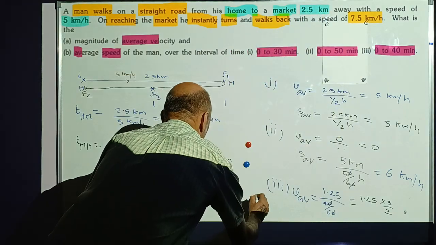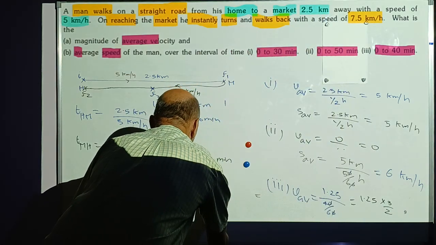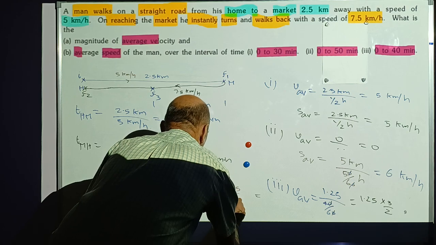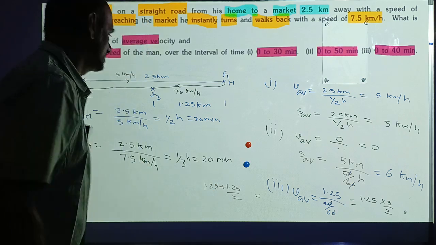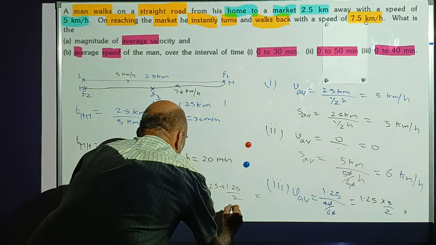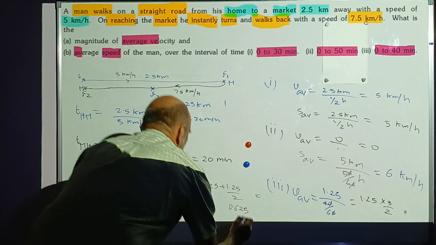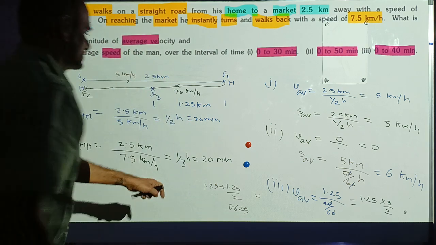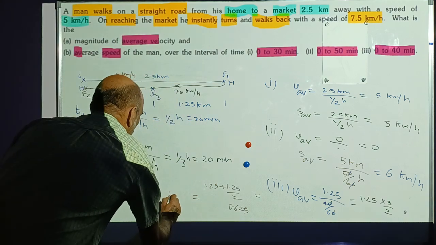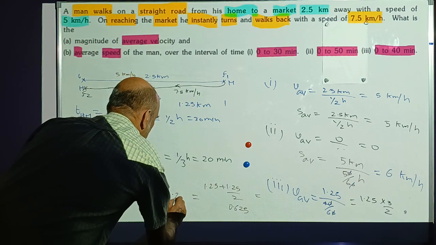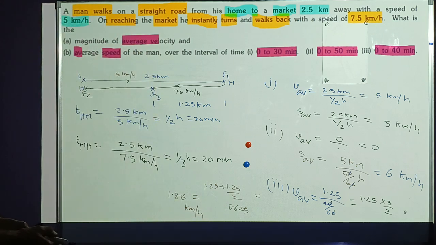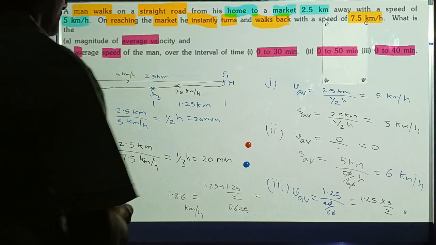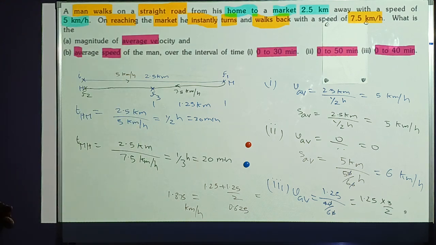So this is nothing but 1.25 plus 1.25 by 2, because 3 by 2 is 1 plus half. So 1 will give me 1.25 and half will give me this one. So 1.25 by 2 is 0.625. So if I add these two, I'll get 1.875 kilometers per hour. That is the average speed of the third part. Sorry, average velocity.